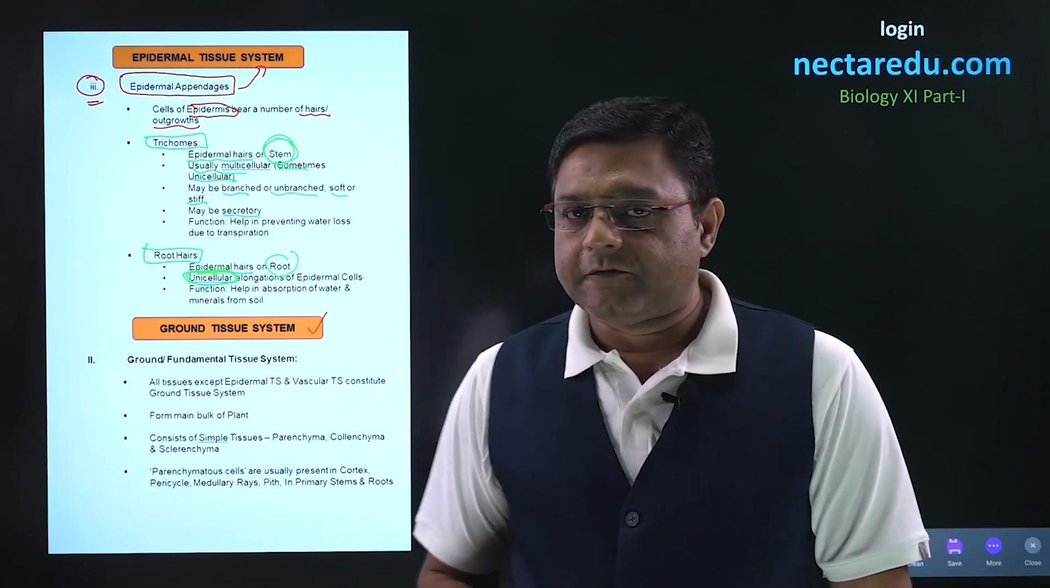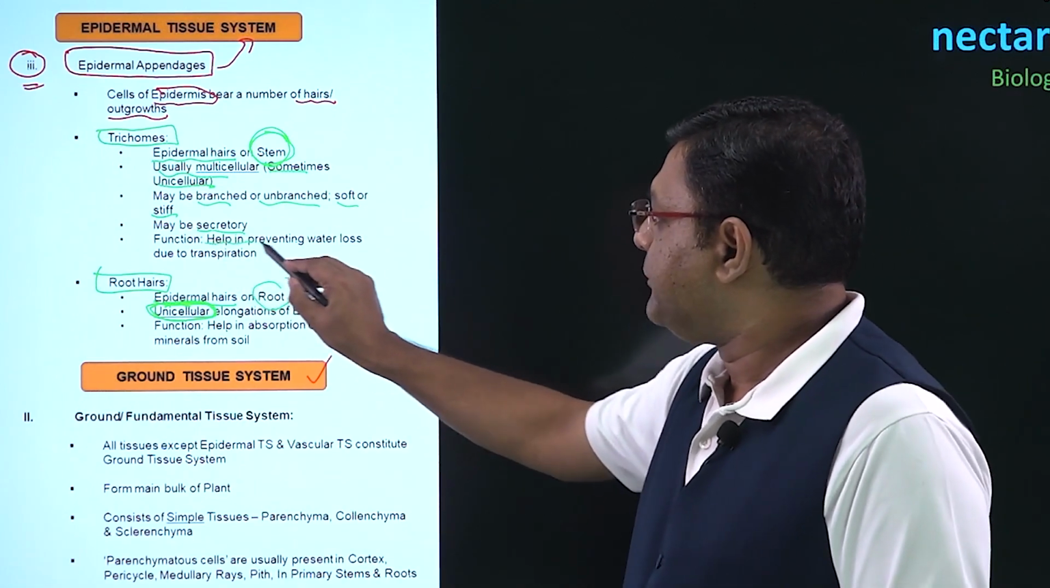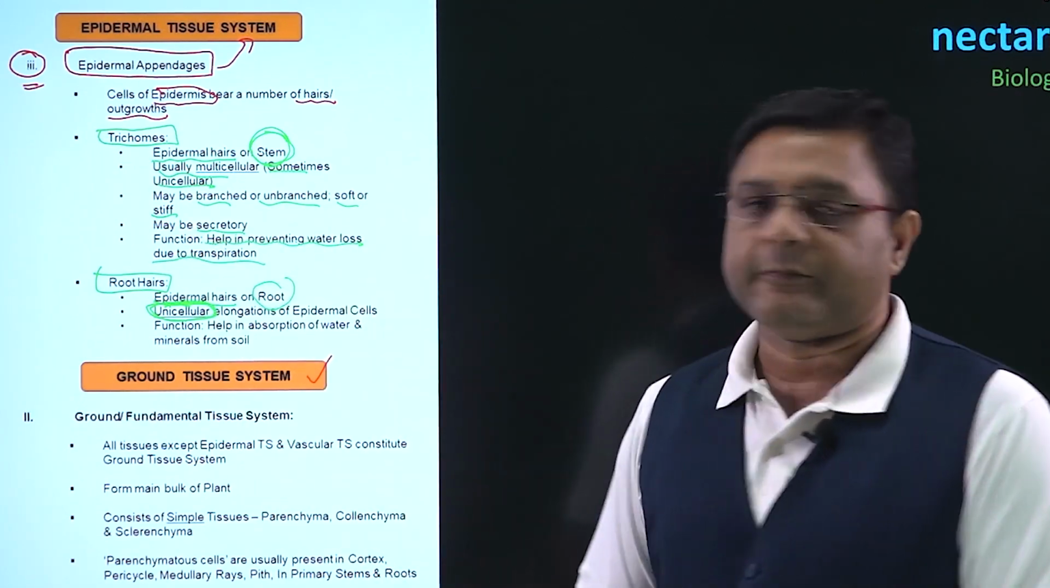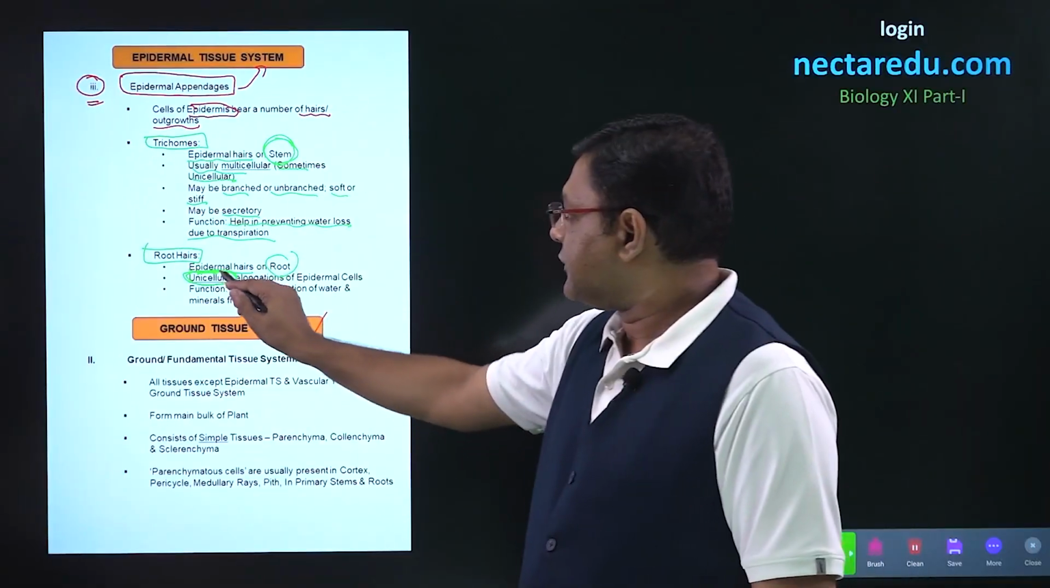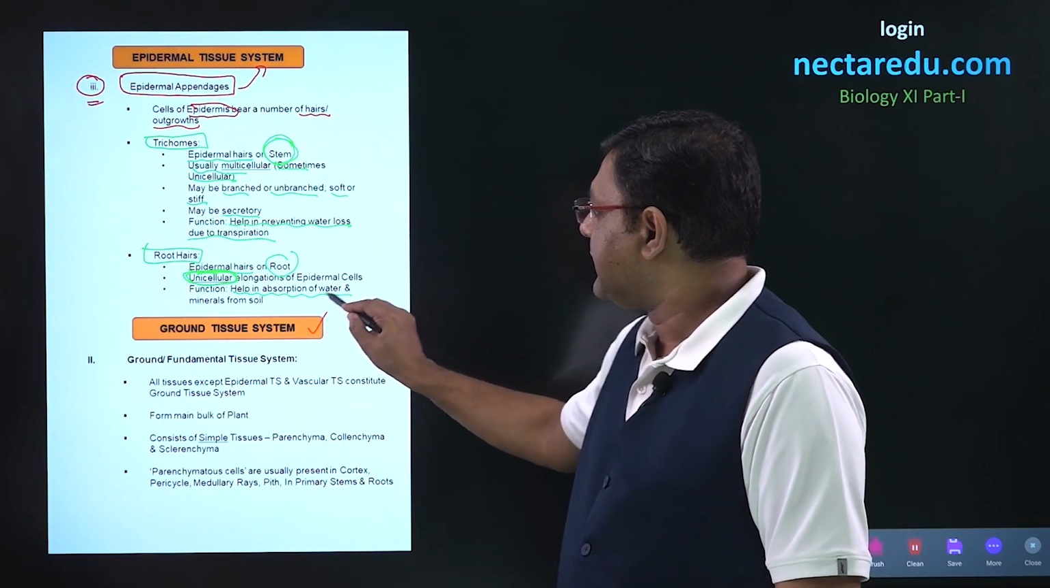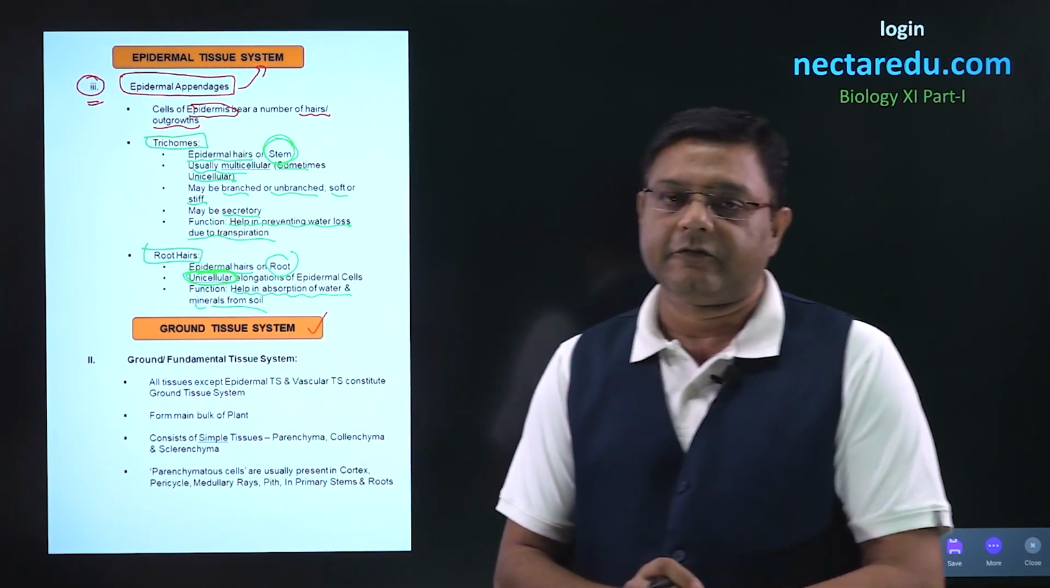Talking of the function of trichomes, these help in preventing water loss due to transpiration. Similarly, the function of root hairs is that they help in the absorption of water and minerals from the soil.